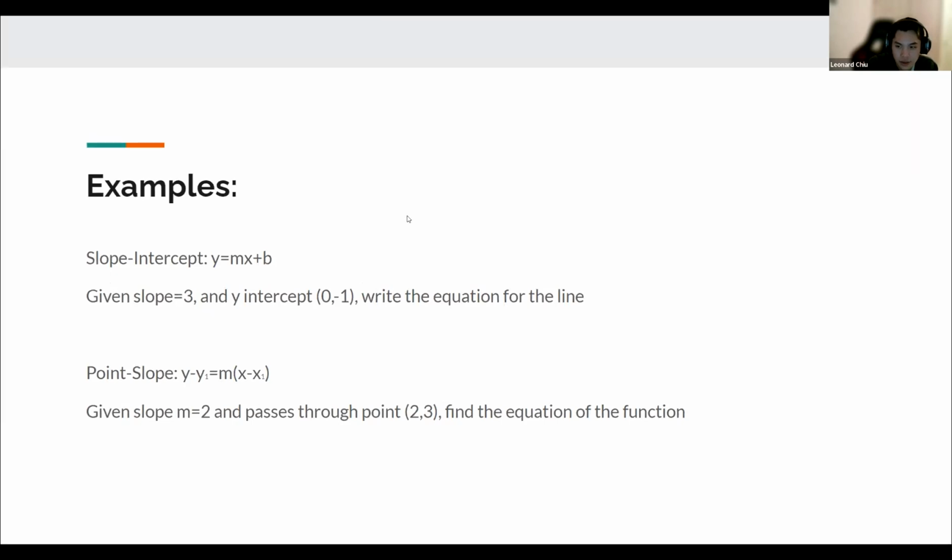Right, so it's okay if you didn't finish yet. I'll go over the answers now. So, annotate, there it is. Okay, draw. So remember that m is the slope and that b is the y-intercept.